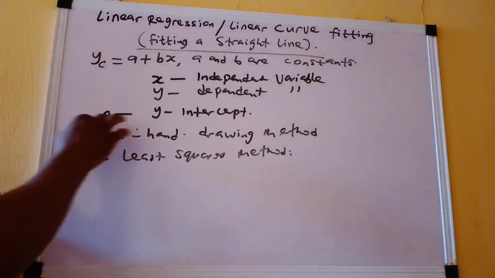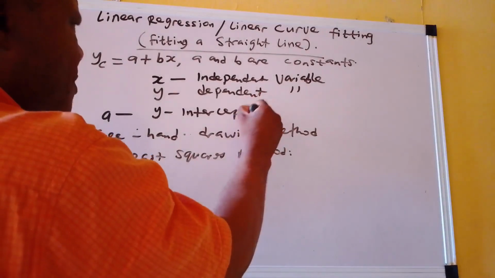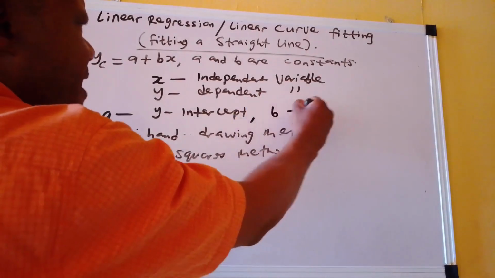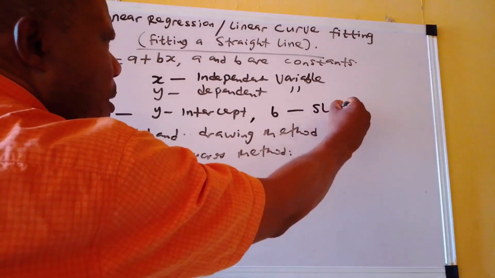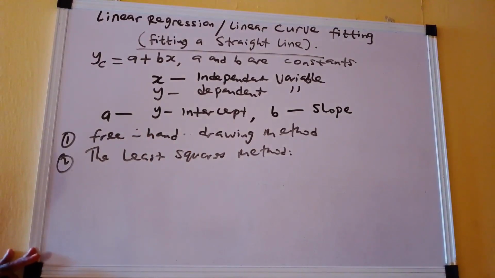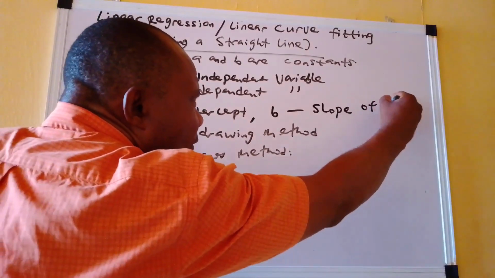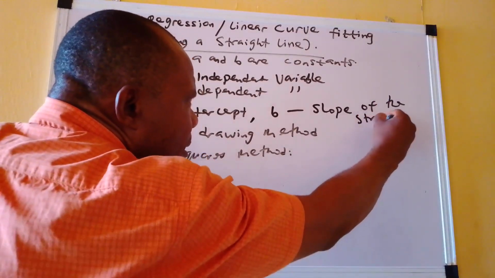Remember, I told you our A here is the y-intercept, and B is the slope. B is known as the slope of the straight line.